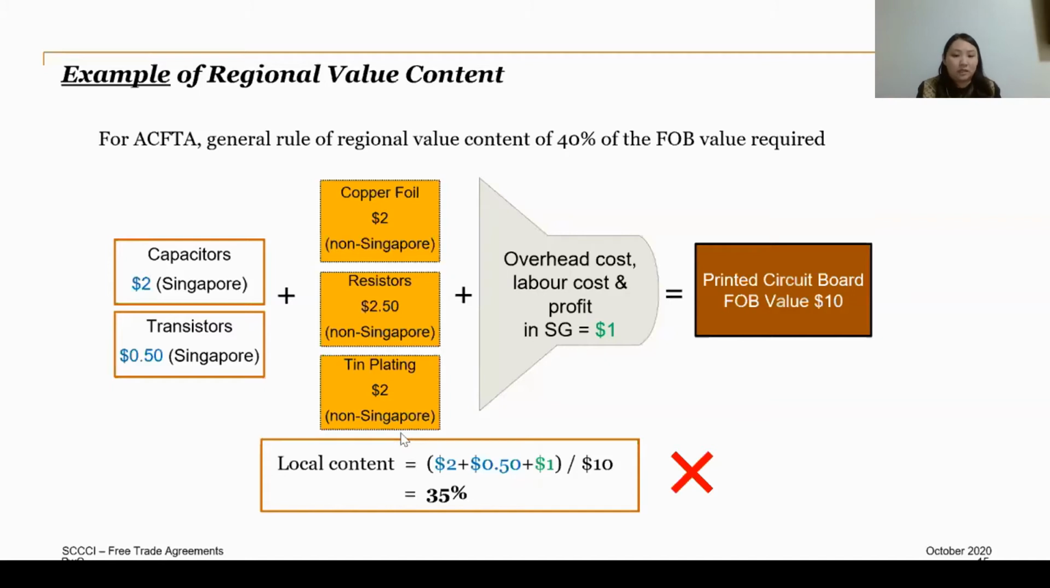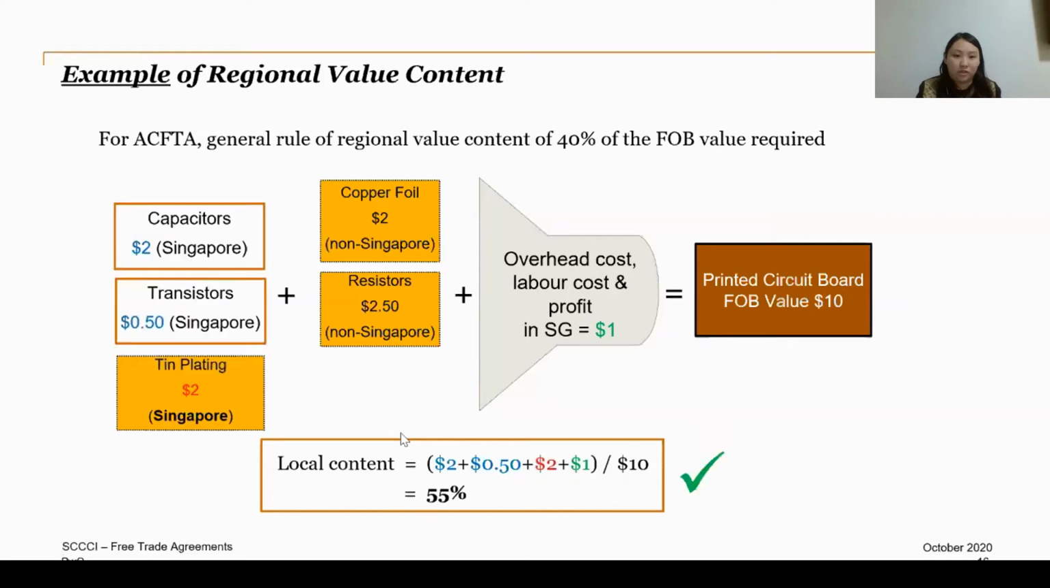So you can see that my local content is basically the bits that I source in Singapore, plus my overheads, labor, profit, over the total value of the product, and I get 35%. You can see this is not sufficient to meet the rules of origin. So what can we do?